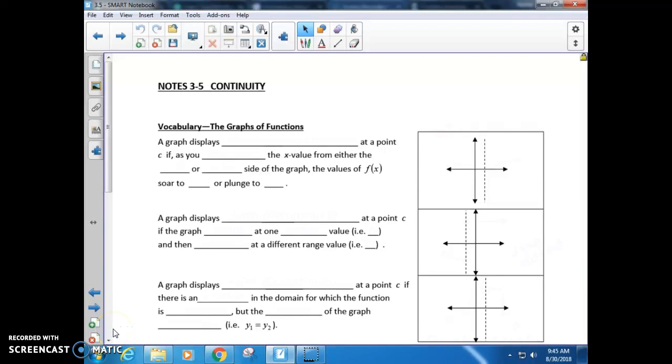Alright, so today we're going to go over section 3-5, which is on continuity. Basically talking about, is the function continuous at a certain place, and if it's not, what kind of discontinuity is it? There's 3 different types.